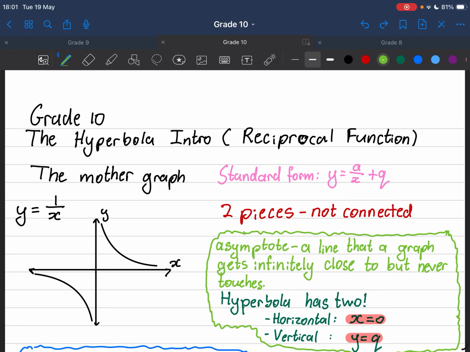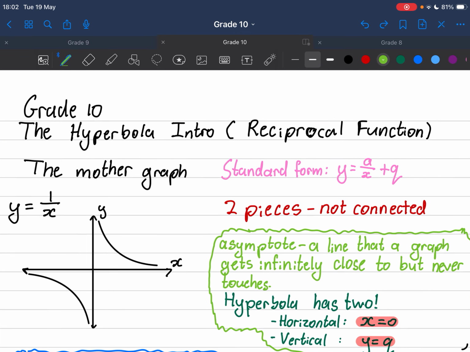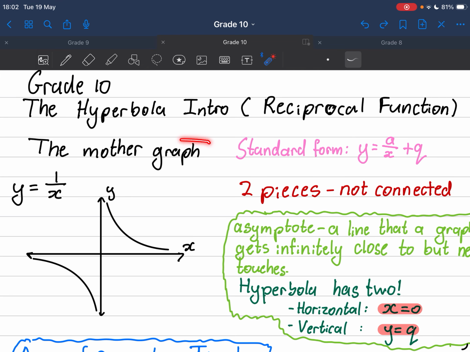Alright, so this video focuses on the hyperbola or the reciprocal function at the grade 10 level. Now, let's start off with the mother graph. As mentioned before, the mother graph is basically a standard graph that no adjustments have been made to, no shifts, no reflections, no translations, no nothing. So the standard graph for a hyperbola is y is equal to 1 over x. This is the mother graph.